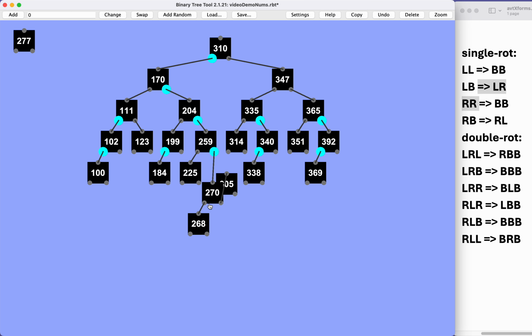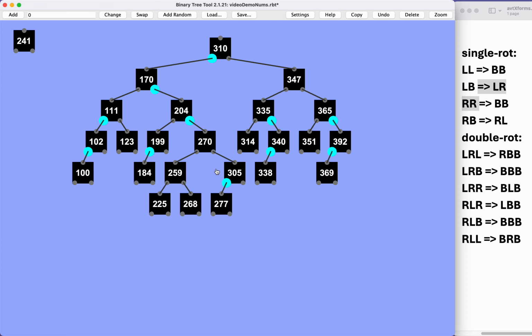277 ends up becoming the left child of 305. So I propagate the height up. Already right leaning here. I have a right, so that ends up being a single rotation. The 241 comes as the right child of the 225.